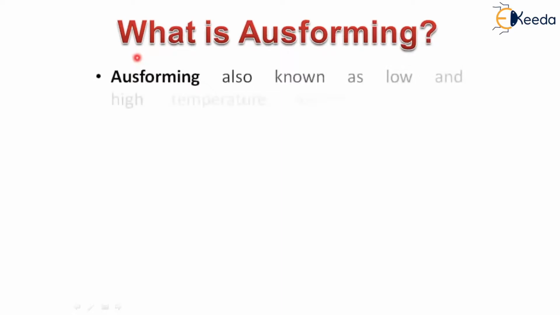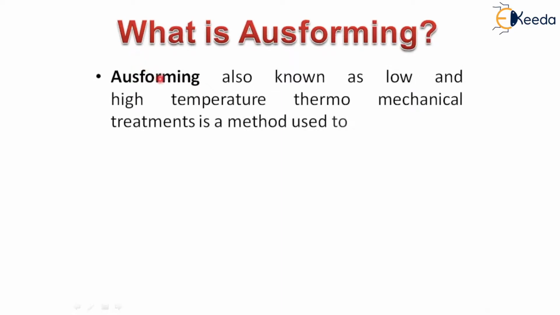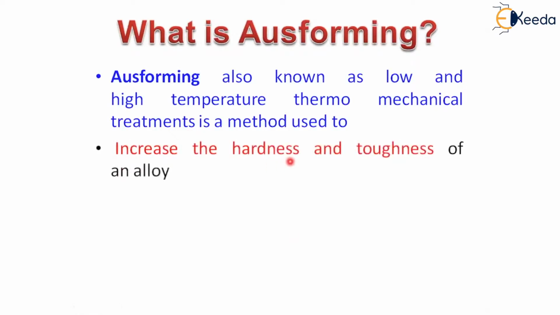Here, the main point we must know is that ausforming is also known as a high temperature thermomechanical treatment. It is like a heat treatment. This method is especially used to increase the hardness. The main purpose of this ausforming process, which is used for heat treatment, is to induce new properties in the material. The main properties induced are increased hardness and toughness of an alloy. So this is the main purpose why we go for ausforming.